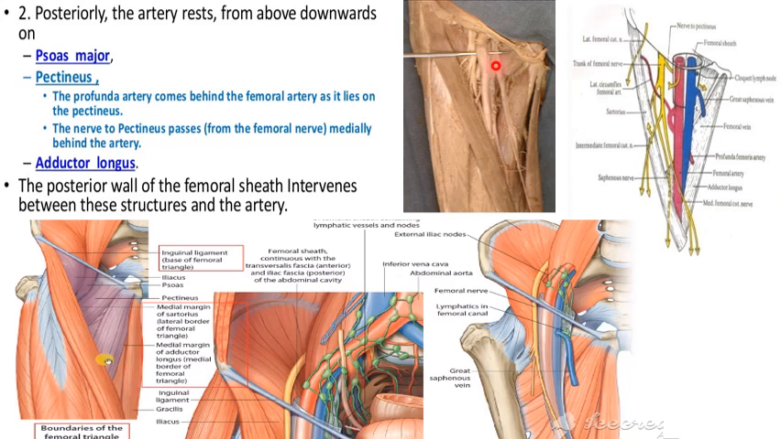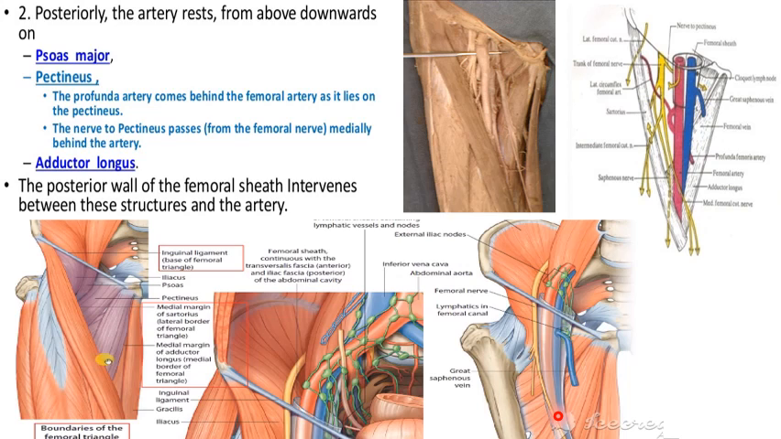So the posterior wall of the femoral sheath is also related to the femoral artery, which is nothing but the extension of fascia iliaca. So this is the femoral sheath, in which the femoral vessels are there, but the femoral nerve is excluded. Okay, after 3 to 4 centimeters, this femoral sheath gets blended with the tunica adventitia of these femoral vessels.